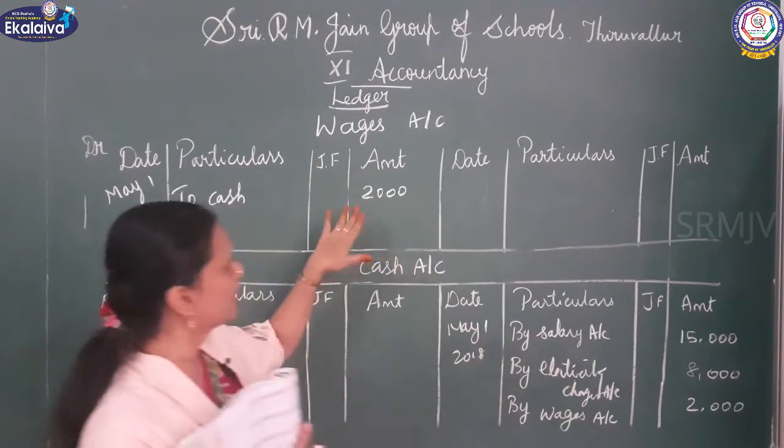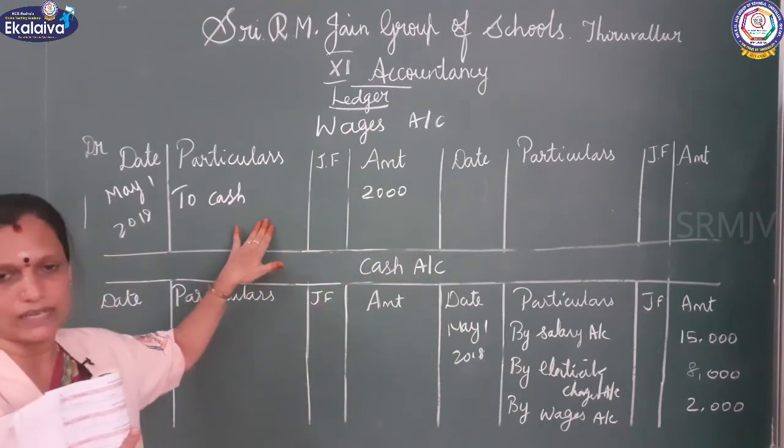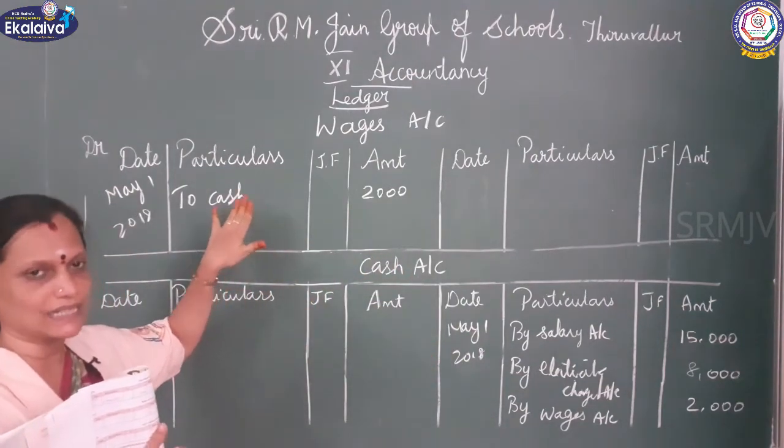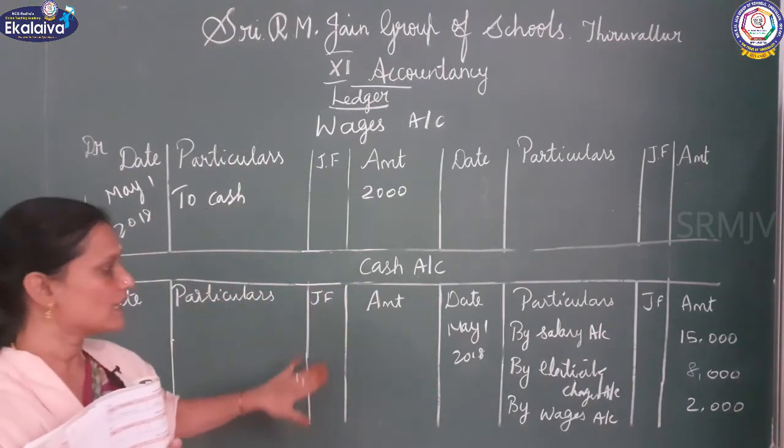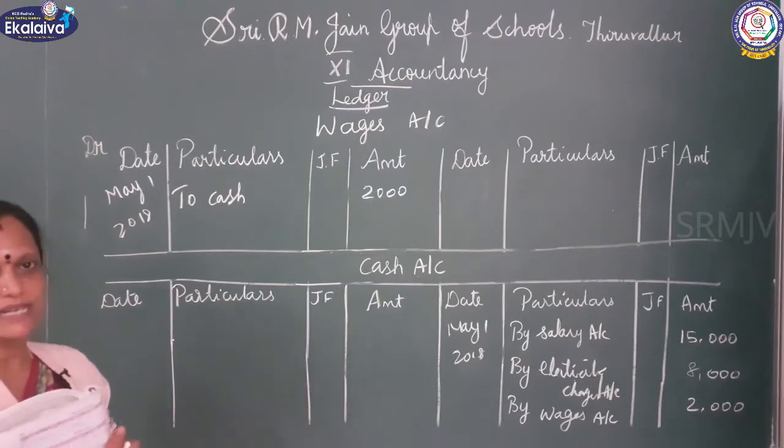Okay, so both the sides it is equal. So what are all we debited, that amount, and then what are all we credited, both the amount should be equal. Okay, so that amount should come. Okay children, copy this.